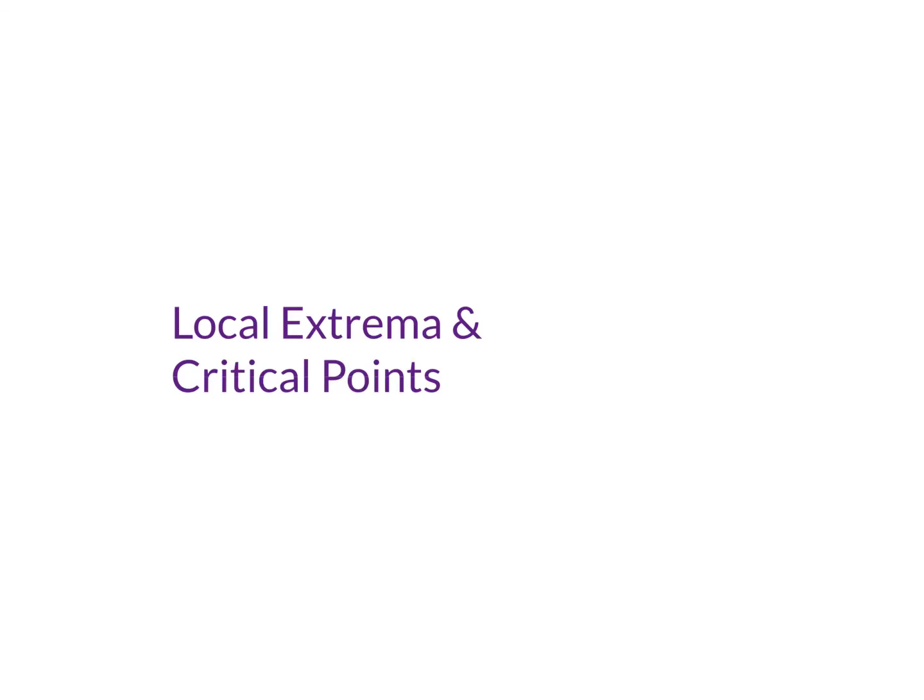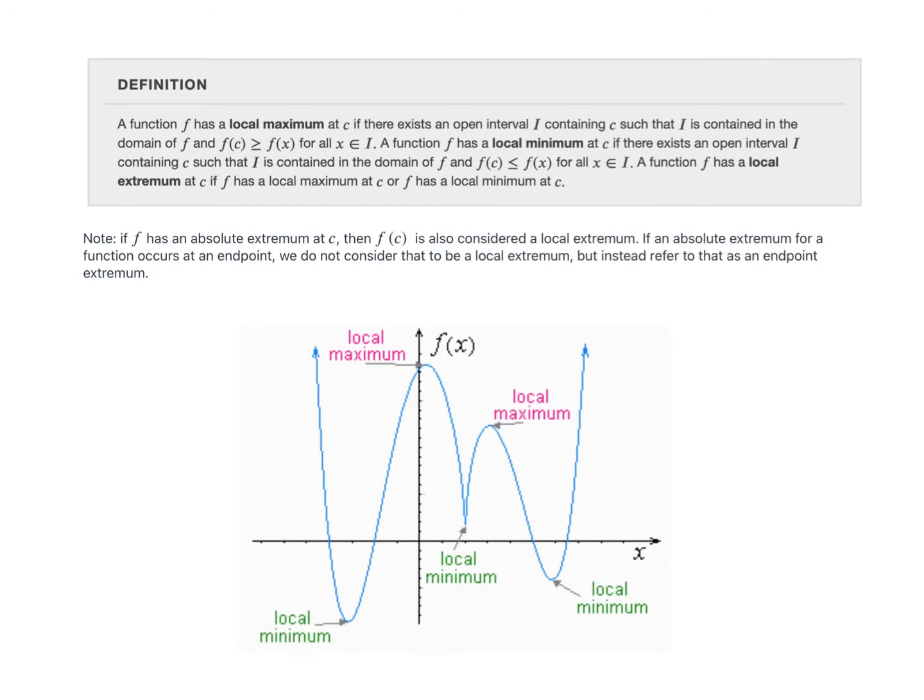In this video, we'll be talking about the other type of extrema, and that is local extrema. So that includes local maximums and local minimums. We'll also be talking about critical points, which are points where those local extrema possibly occur. Let's start by looking at the definition for a local maximum and a local minimum.